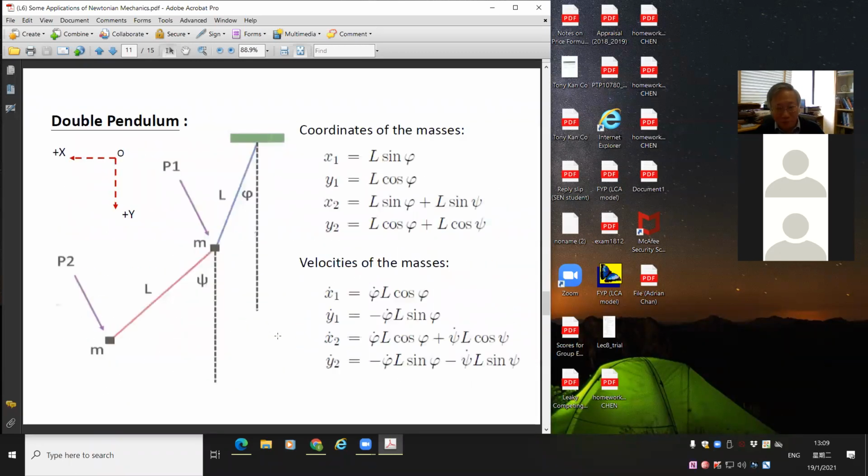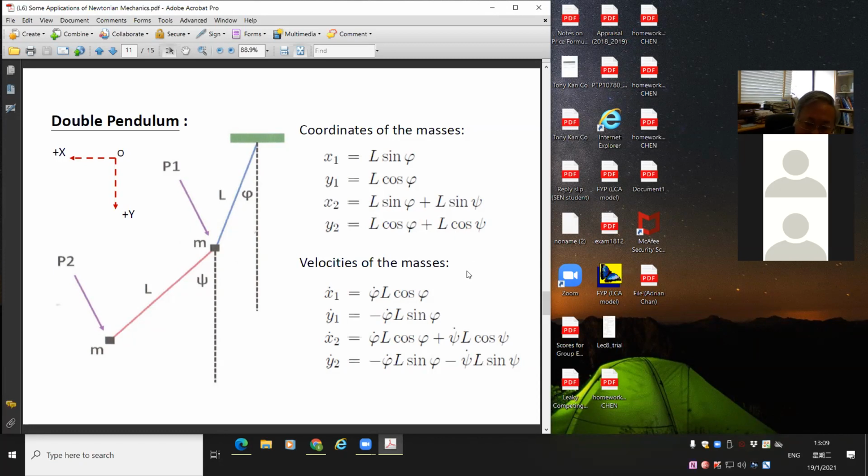Okay, the last example, double pendulum. All right, so first of all, we identify the coordinates of the masses. The mass is number 1. So the x coordinate is L sine phi, the y coordinate is L cosine phi. How about the second particle? The x coordinate is L sine phi plus L sine psi. y2 is equal to L cosine phi plus L cosine psi.